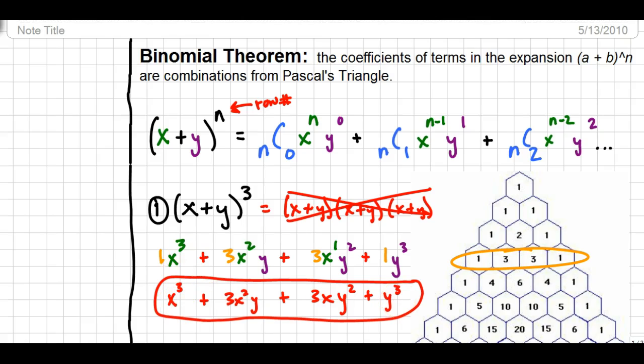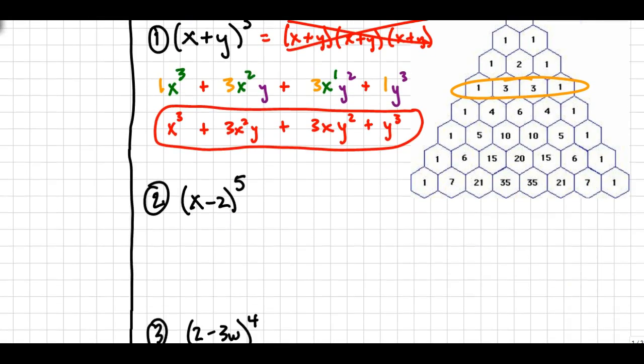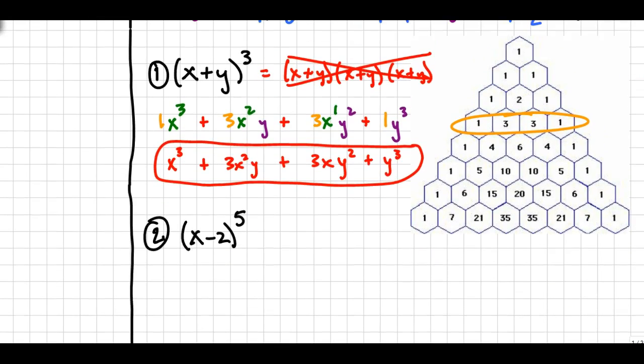So let's just try a few more examples, just so you can get the hang of how these look. Our next one is x minus 2 to the 5th. So we're going to grab row 5. So I need the numbers 1, 5, 10, 10, 5, and 1, making sure that I have lots of room in between each of the terms. Then I'm going to grab the first term, which is still an x, and those exponents just decrease as I move from left to right.